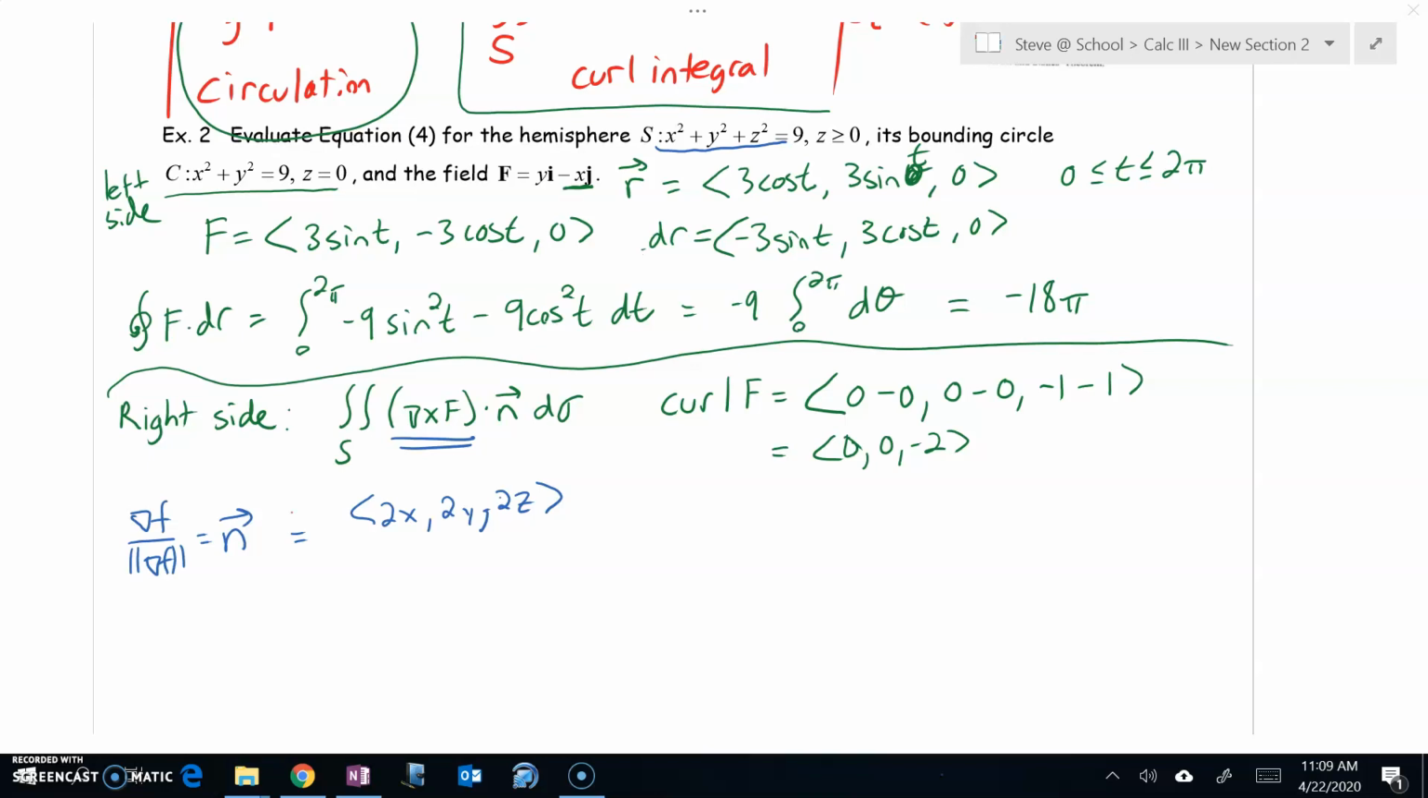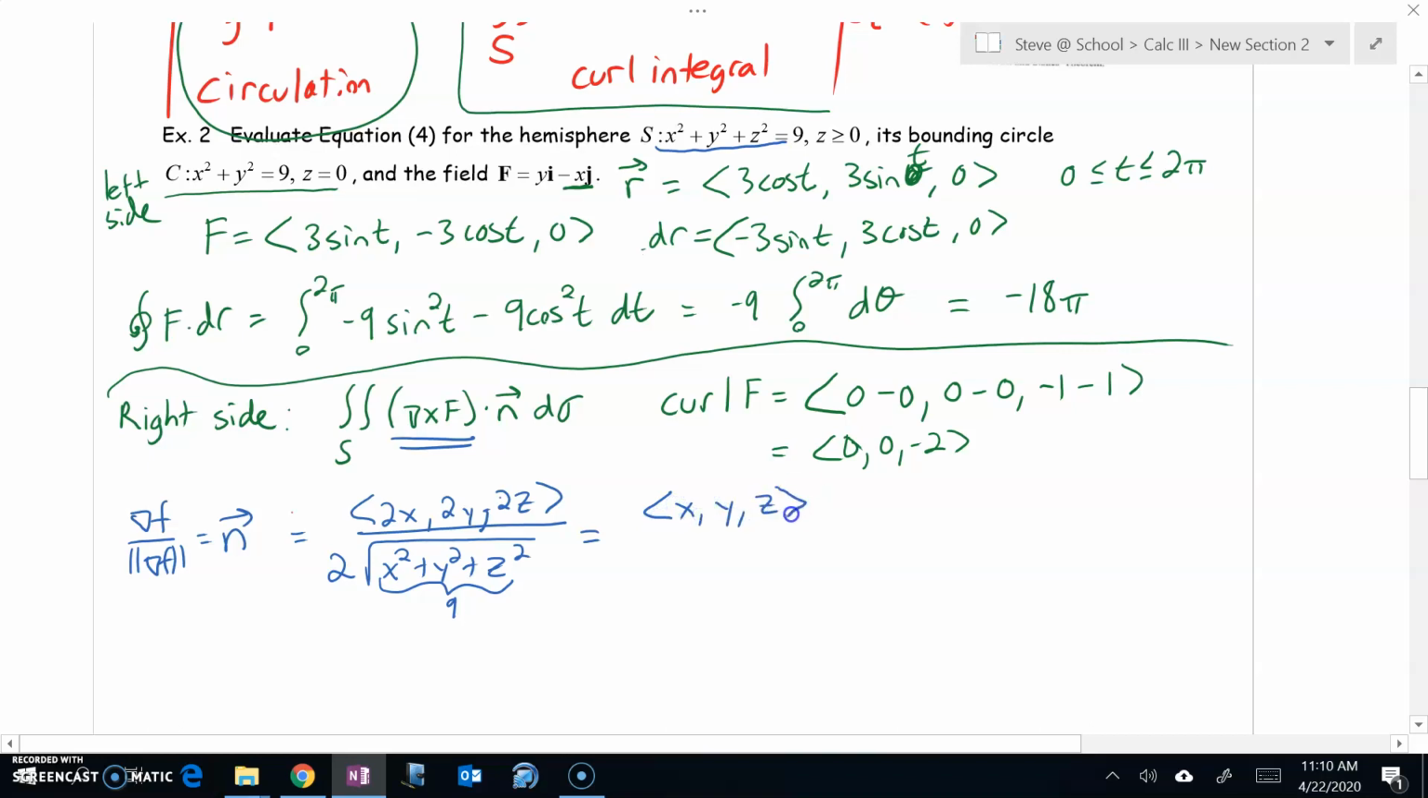Then we do the magnitude of that. So if we do the magnitude of this, this is the square root of 4x squared plus 4y squared plus 4z squared. I'm going to simplify that right now. I'm pulling a 4 out. There it is. And then I'm left with x squared plus y squared plus z squared. For the normal vector, this is defined on the surface as a 9. So that means that the square root of 9 is 3. So we end up with a normal vector of x, y, z over 3.